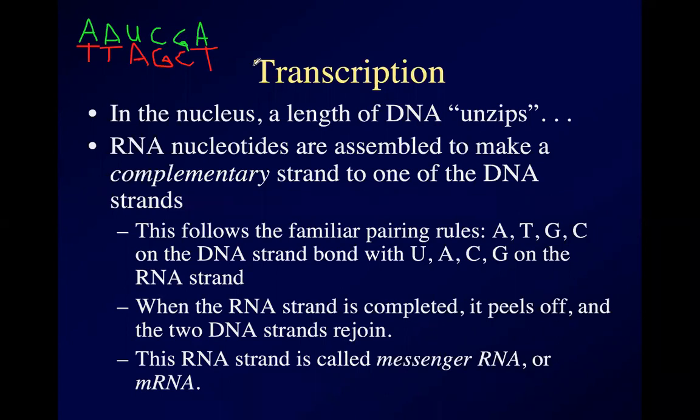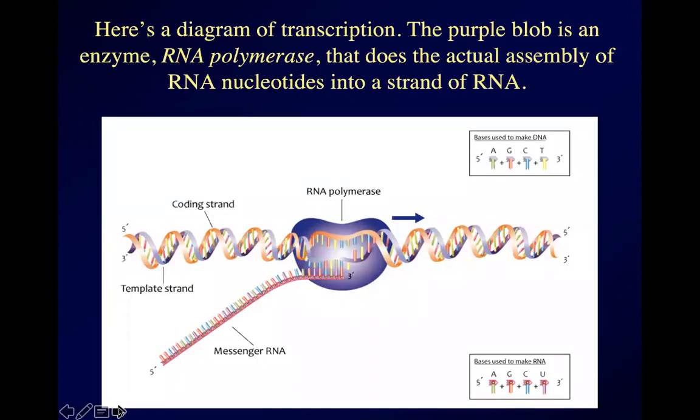Once that RNA strand is completed, it peels off and the two strands of DNA come back together. And that RNA strand is called messenger RNA or mRNA. That's a diagram of what it looks like. This purple blob is an enzyme called RNA polymerase that does a lot of the work of assembly. And right here where RNA polymerase is active, the DNA double helix is unzipping and a strand of messenger RNA is being made using one of the DNA strands called the template strand as a pattern.